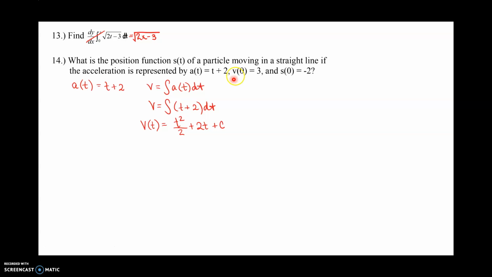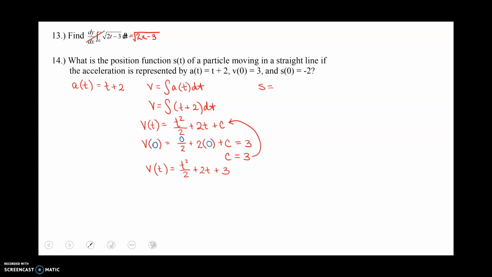Now, they told me that the velocity at 0 was equal to 3. So that means that if I put 0 in for each of these t values, the answer that I get is going to be 3. So if I do that, that enables me to solve for c. I'm going to get 0 plus c is equal to 3. So c is equal to 3. So let's take that 3 and put it back up here into our velocity equation, and that would give us t squared over 2 plus 2t plus 3. So that's our velocity equation.